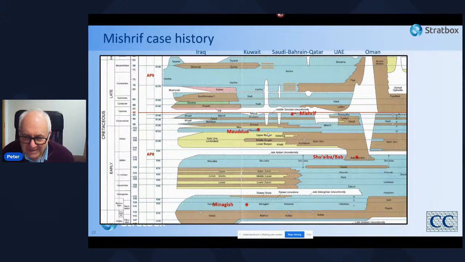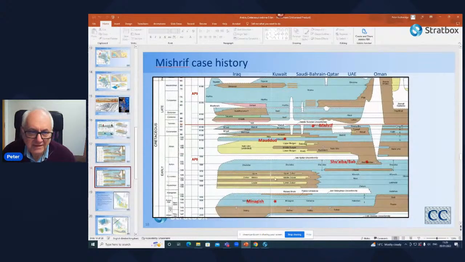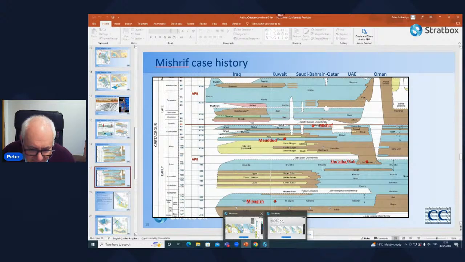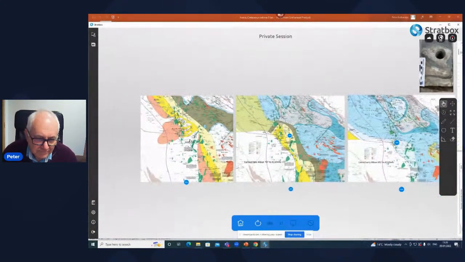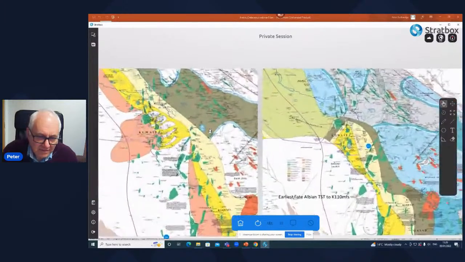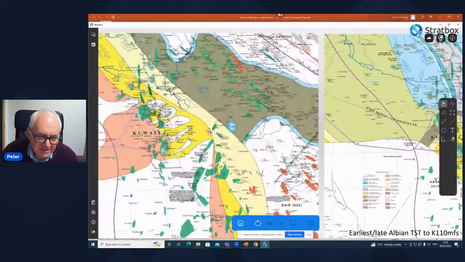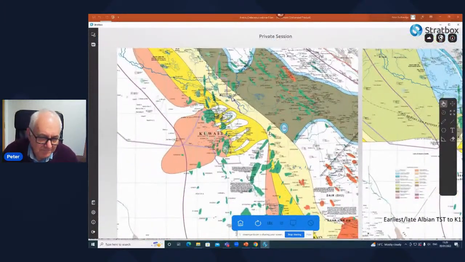So I will again quit from PowerPoint and go into Stratbox. This is a publication we did on the Mauddud reservoir of the Burgan field in Kuwait.